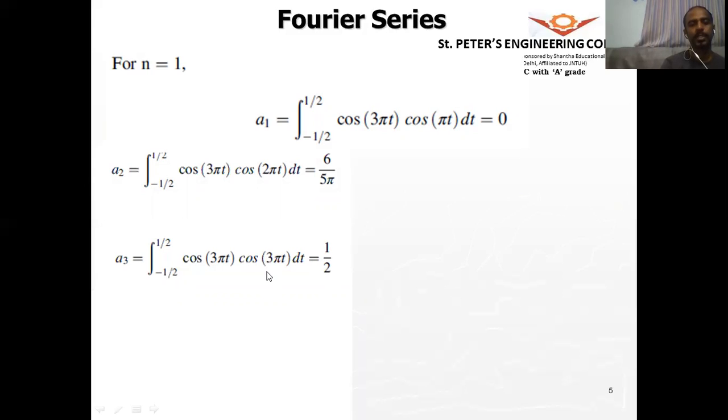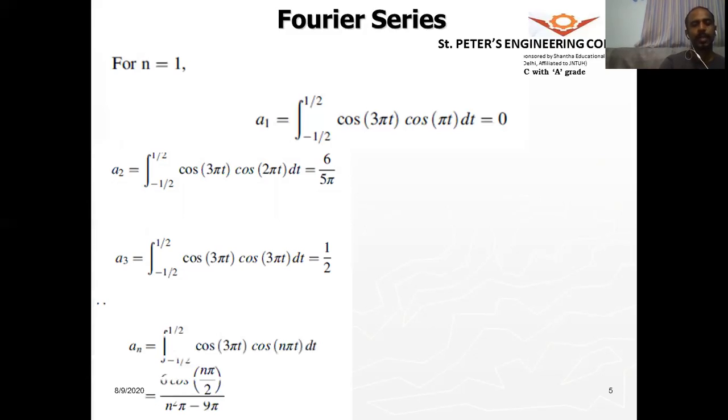How do we integrate this cos into cos? Anybody have any idea? Yes, cos A cos B can be written using the trigonometric identities. You can use those formulas and convert the product term into a sum term, and integrate it. That is how we have got these answers here.